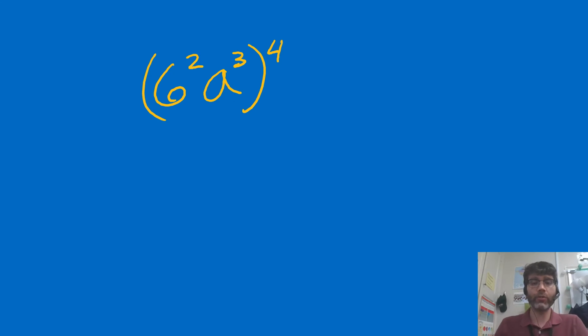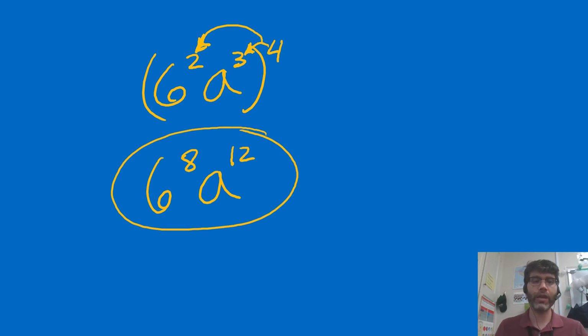Okay, so here's another one. We have 6 squared a to the third, or a cubed, and all of that is being raised to the fourth power. Distribute the exponent over the other exponents. Since it's power of powers, we're going to do the shortcut of multiplying. And so we have 6 to the 8th, which is 2 times 4, is 8. And then a to the 3rd to the 4th is a to the 3 times 4, which is a to the 12th.